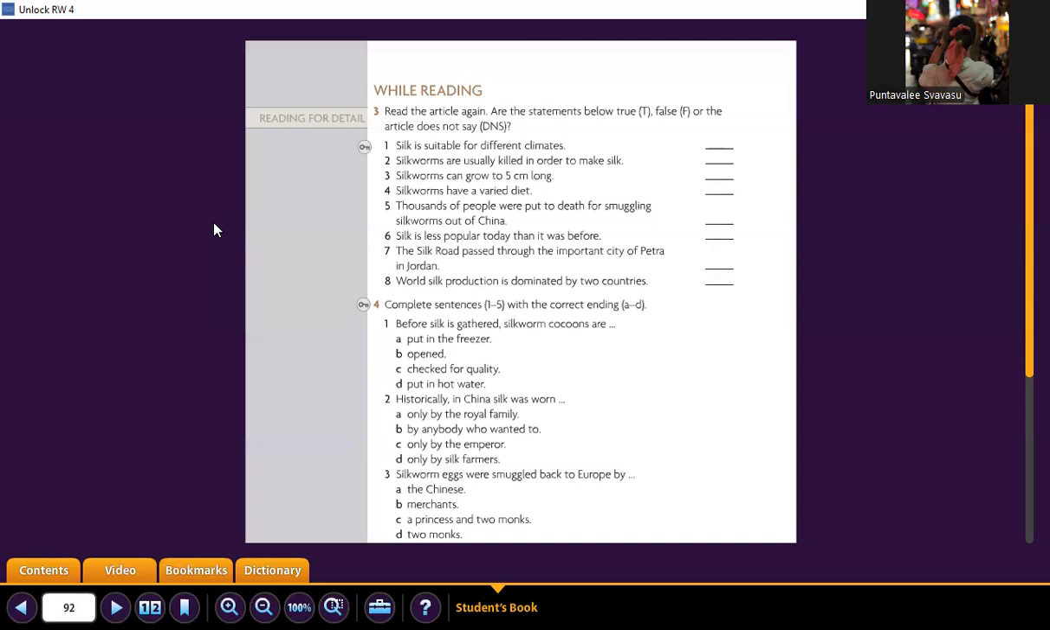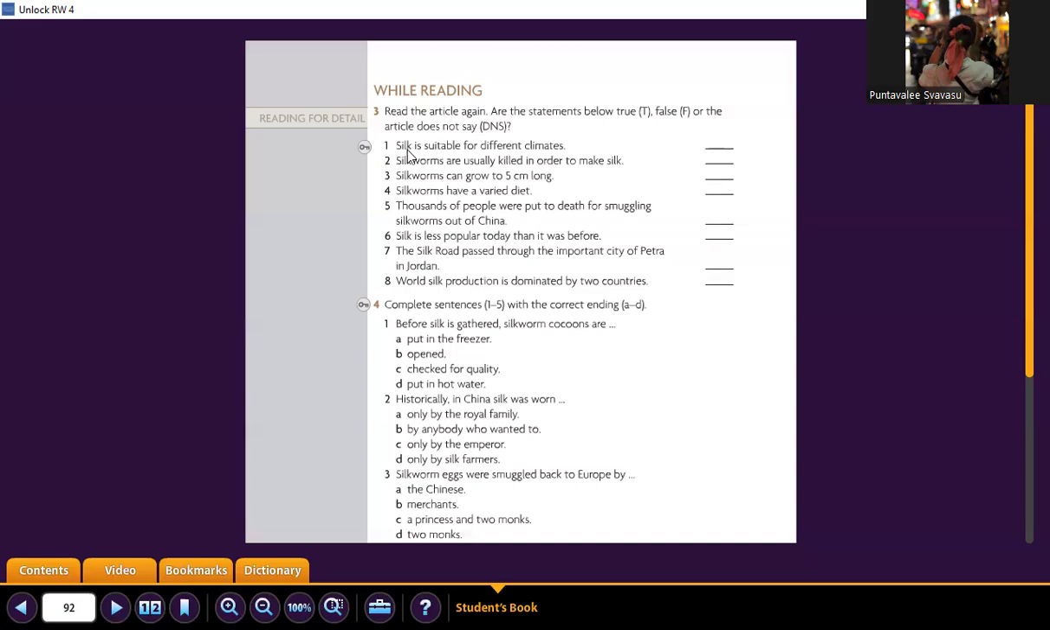Okay. And when you complete this task, what you should do is find this information in the reading text. Even if it does not say, you will somehow find similar information. So find the information and decide whether it's true, false, or does not say. And let's do the first one together.